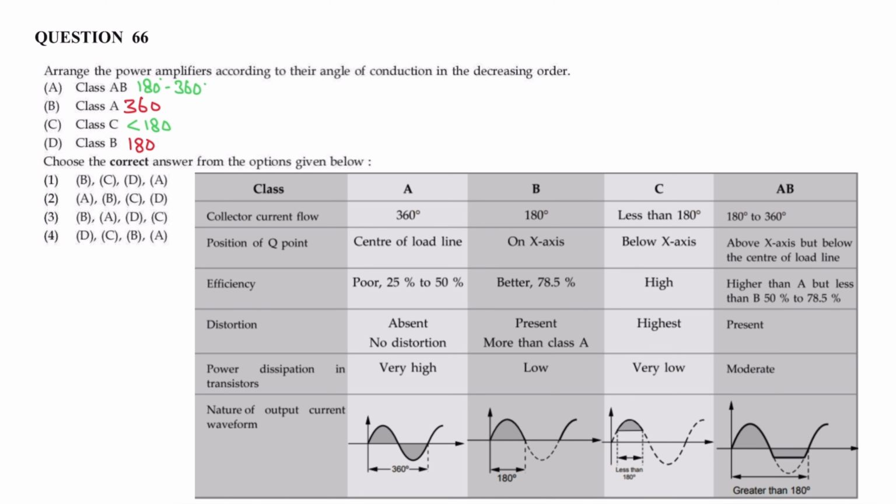In decreasing order, the highest is for class A, that is B, followed by class AB, and then class B, and finally class C, less than 180 degrees. This is the decreasing order of conduction angle for different power amplifiers.